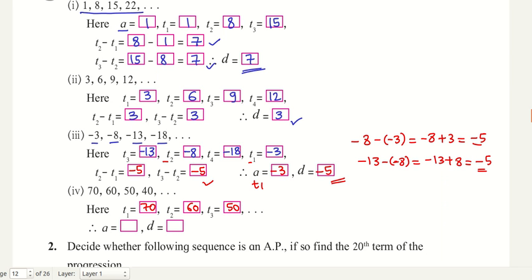Then the value of a is nothing but T1, therefore the value of a is 70. And now d, we know how to find d. d is nothing but T2 minus T1. The value of T2 is 60 minus T1, that is 70, which is equal to minus 10. We need not worry, since it is already mentioned in the question that it is an arithmetic progression. So the value of d, the common difference, is minus 10. So this is our answer.